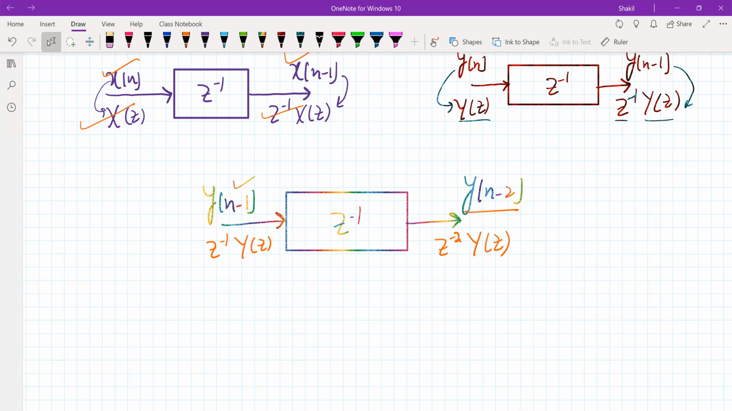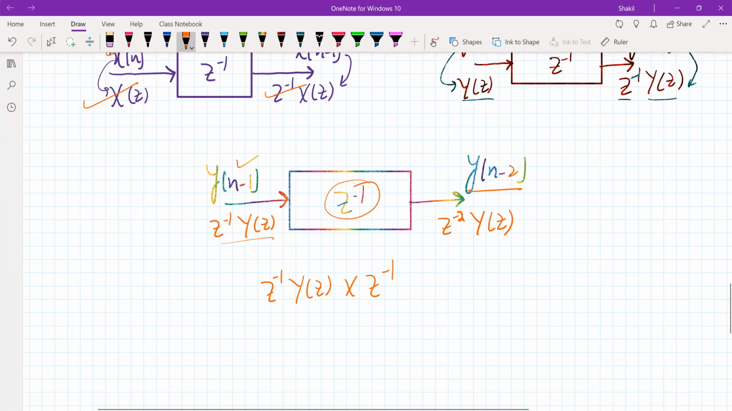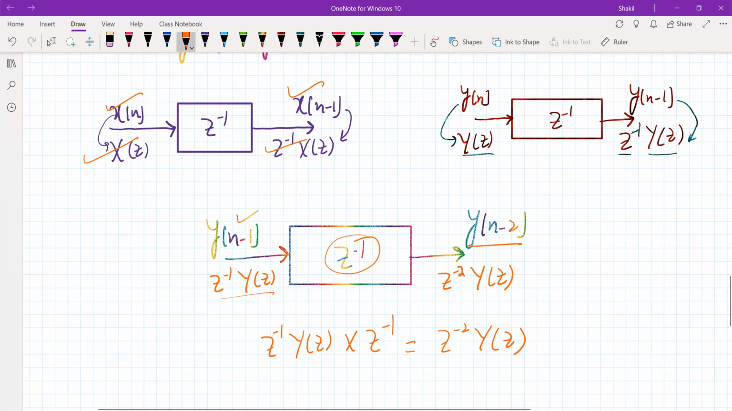Now see, you can write this expression directly. We know the output of the system in the frequency domain is the transfer function multiplied by the input. The transfer function of this system is z inverse. So when you multiply the input by z inverse, this will be z to the minus 2, right? In the frequency domain, the output is simply the input multiplied by this transfer function. So I hope you have got the idea of this delay element now.